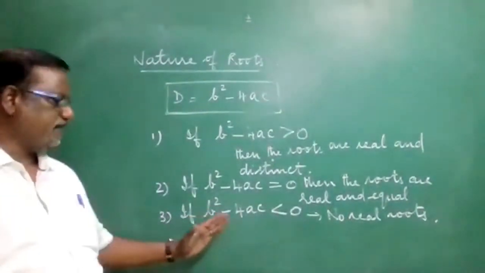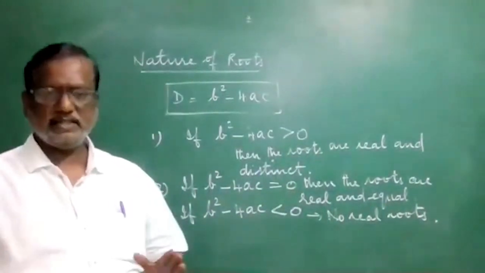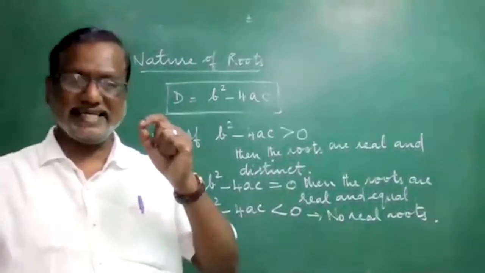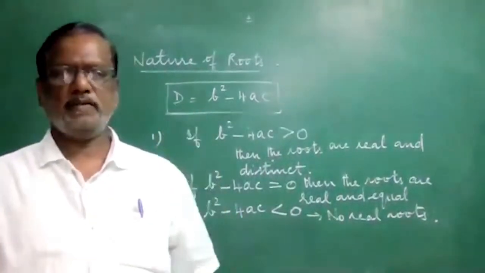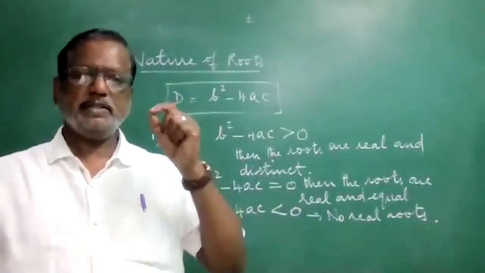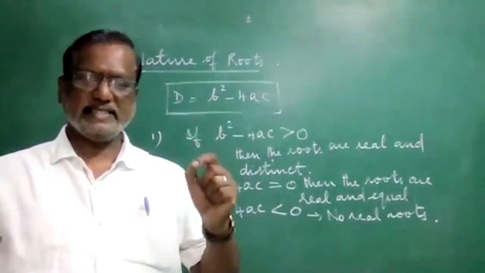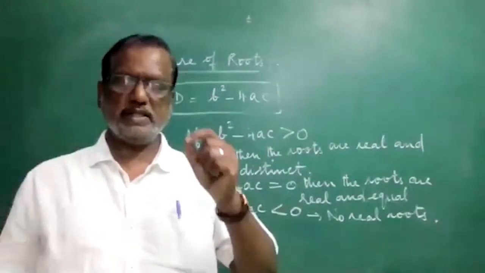If b square minus 4ac is less than 0, that is, if the value is negative, then we say the roots are imaginary.